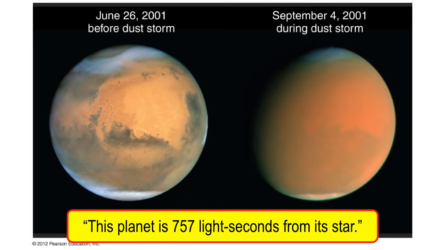Astronomical unit for Mars, or the distance, is about 757 light seconds. Yeah, that's about 1.5 times. Earth is about 500, so 1.5 of that is 750. So Mars comes in a little bit above that, 757 light seconds. Yeah, so that's about as far as the sun is from Mars.